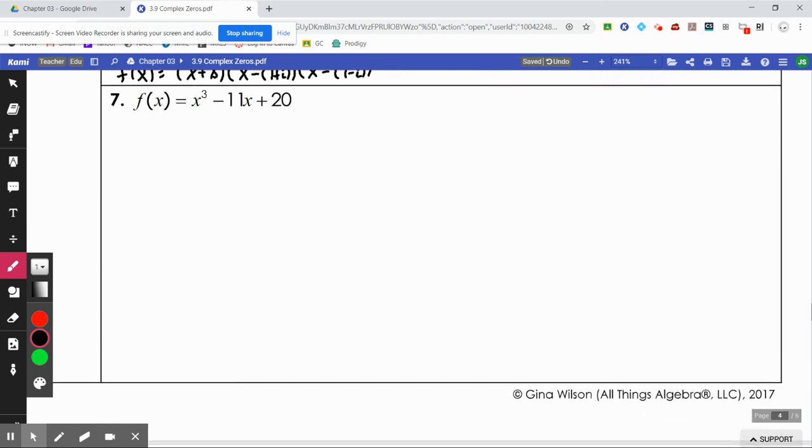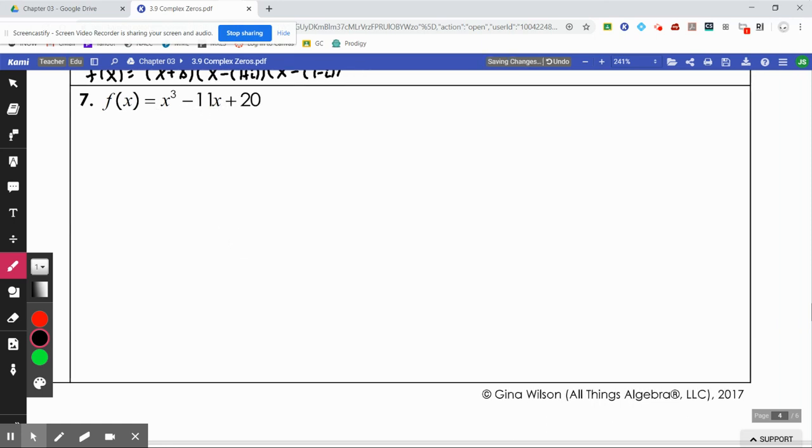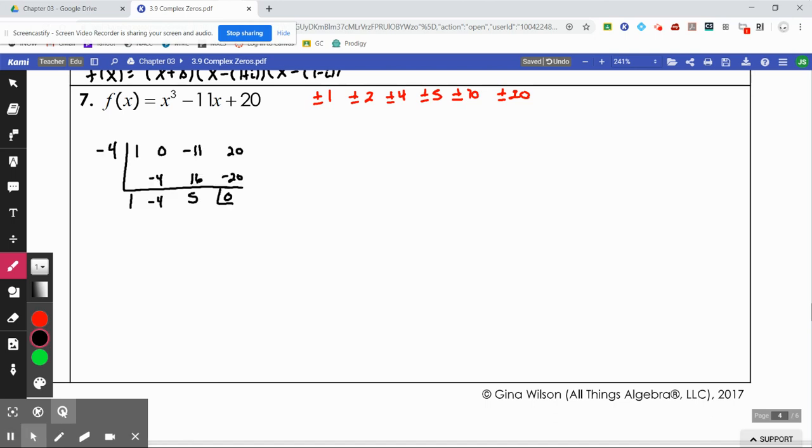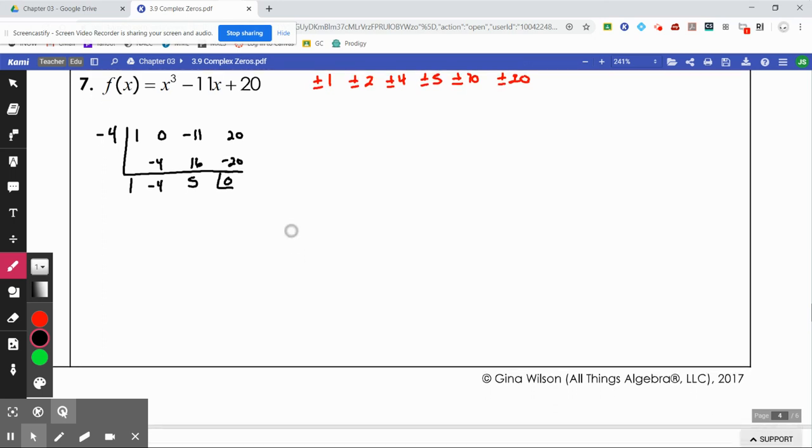This one, we can't factor it. This is not even powers and half powers and all that, so we can't use what adds and what multiplies. So let's go straight into finding our possible rational roots. And there they are. And let's go through and start trying to find something that gives us a remainder of 0. So here we divided by x plus 4 and got a remainder of 0. So that means that x plus 4 is a factor. It means that negative 4 is a root.